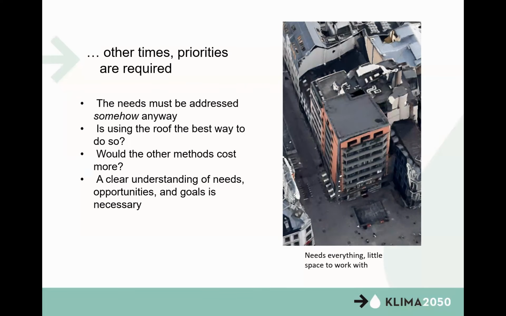And if you commit the roof to solving one of them, are you then solving the other ones effectively or efficiently? Would the other methods maybe cost more or less? For instance, if you put PV panels here or you put a green roof here, how much will it pay for electricity? How much will it pay for eventual stormwater management? How much more could you charge the tenants here if you had a rooftop park they could access? They could maybe pay a lot more rent if they had a park to themselves. That's some of the questions. So making that clear understanding of needs, opportunities, and goals, that's essential to create a good roof.